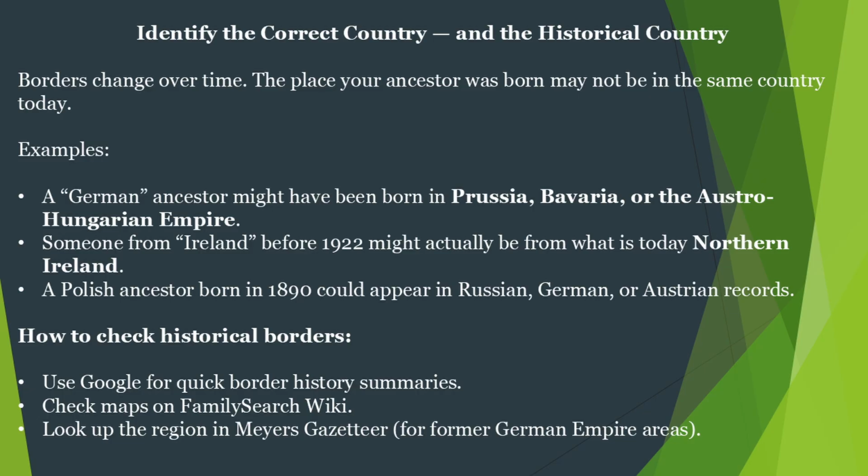How to check historical borders. Use Google for quick border history summaries. Check maps on FamilySearch Wiki, or look up the region in the Myers Gazetteer for former German Empire areas.